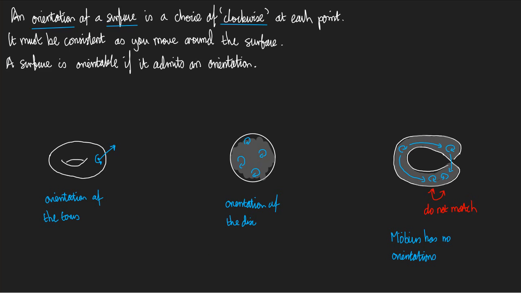Okay, so the definition is that a surface is orientable if it admits an orientation. So what we've seen is that the torus is orientable. And we've seen that the disk is orientable. And we've seen that the Möbius strip is not orientable. Okay, so that's our introduction to surfaces and orientations and so on.